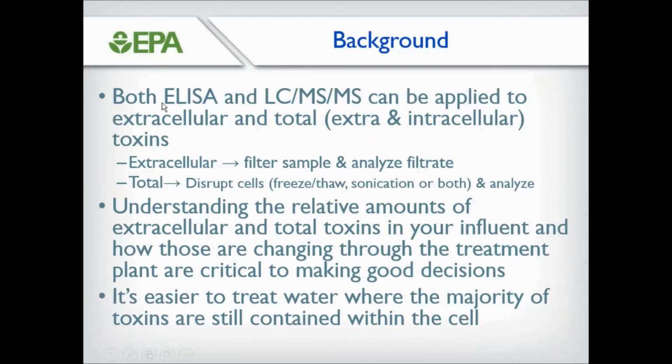Now, both ELISA and LC mass spec can be applied to extracellular and total toxins. And we're defining extracellular toxins as that fraction of the toxin that passes through a filter. So you filter the sample and you analyze the filtrate. Now, the total toxin concentration, we find by disrupting the cells through either freeze-thaw or sonication, or both, and then analyzing what results.